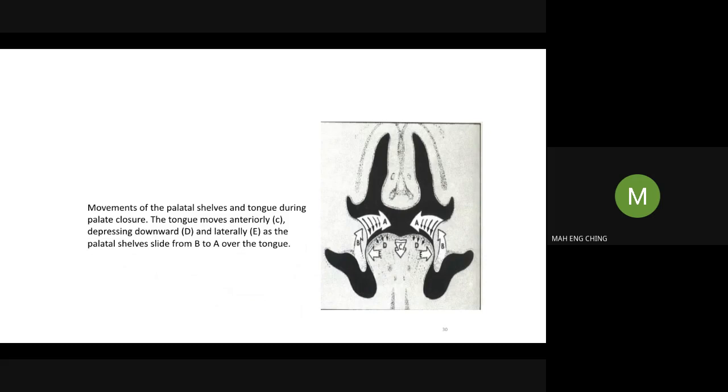So again, this is a summary. Movement of the palatal shelves and the tongue during palate closure. The tongue moves anteriorly, depressing downward and laterally, as the palatal shelves slide from B to A over the tongue. Same thing, the tongue has to go downward, then the shelves go upward, then they come to each other, and then they fuse in the middle.